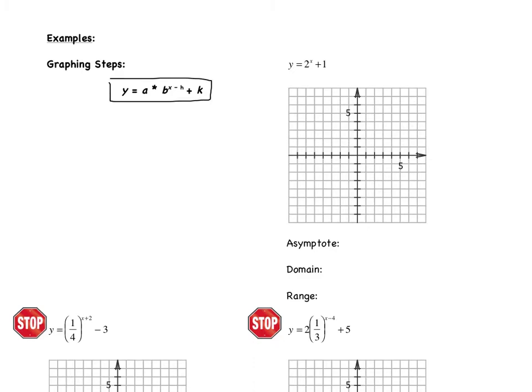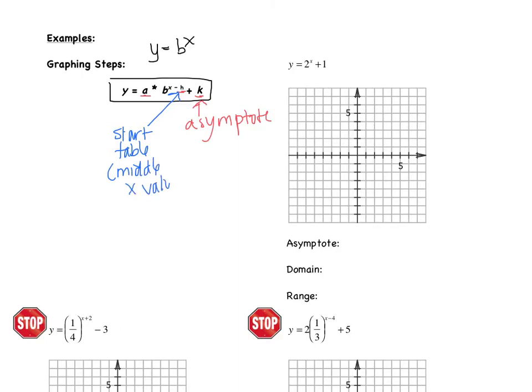So we were looking at y equals b to the x. I've added in an a, an h, and a k. Each of those stand for something special. The k now is where the asymptote is. The h is where you're going to start the table. It's going to be the middle x value. And something to note is that it's x minus h. So this is going to be one of those cases where you're going to have to flip the sign.